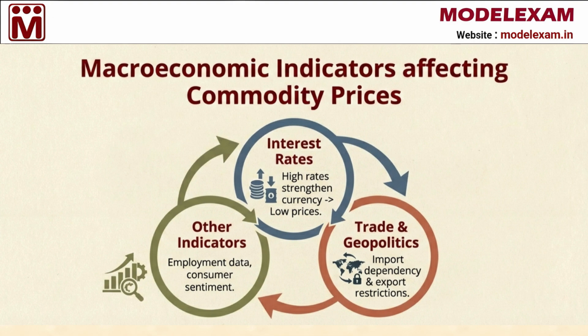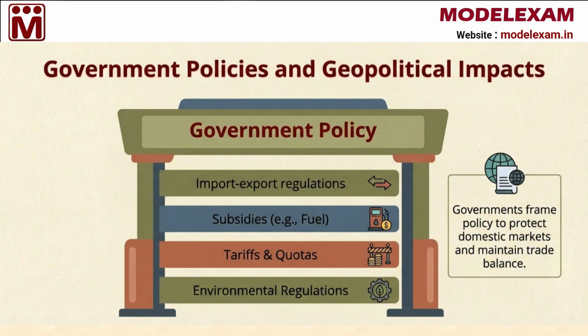The economic cycle continues with interest rates. High interest rates often strengthen the currency, which can lead to lower commodity prices. We also look at other indicators like employment data and consumer sentiment. Combined with trade and geopolitics, these factors tell us if the economy is healthy enough to support high commodity prices.